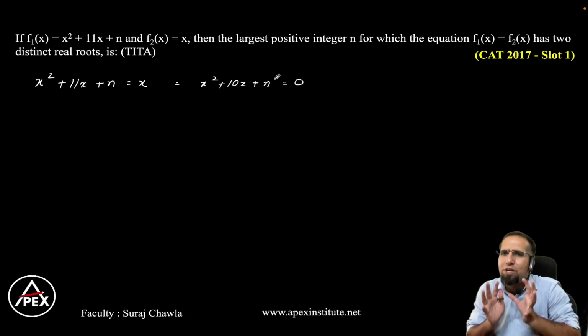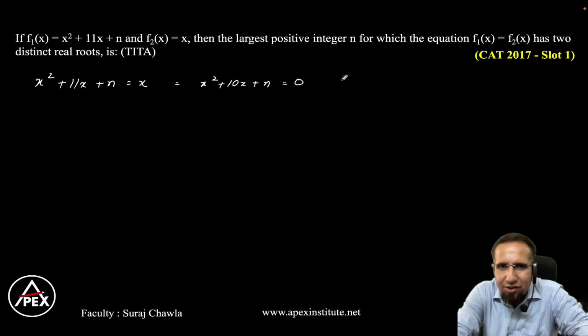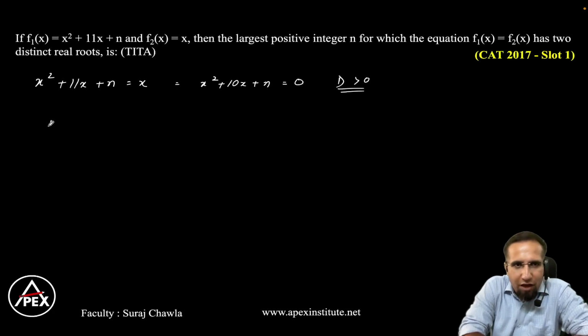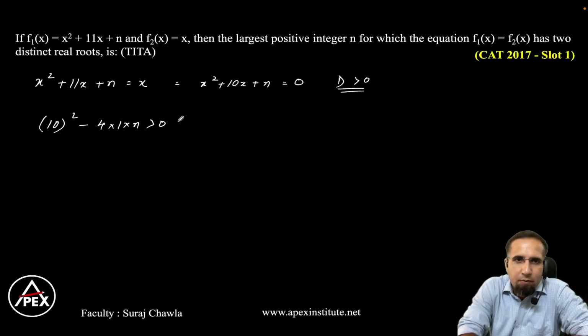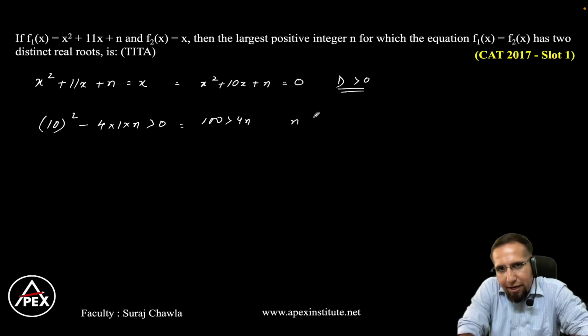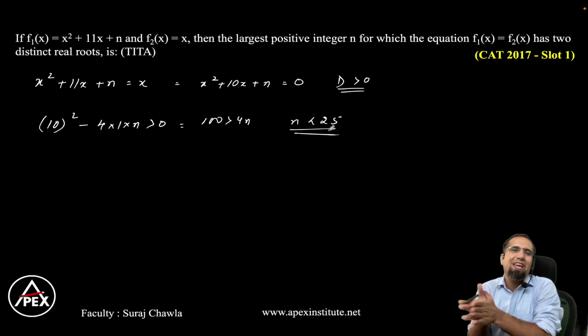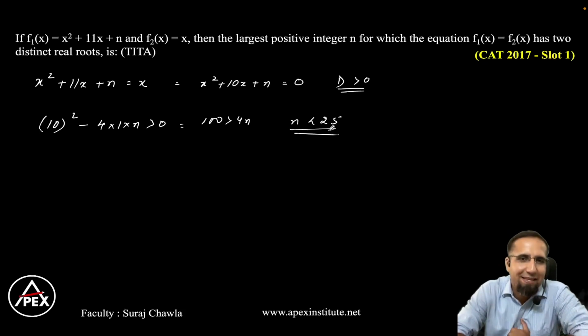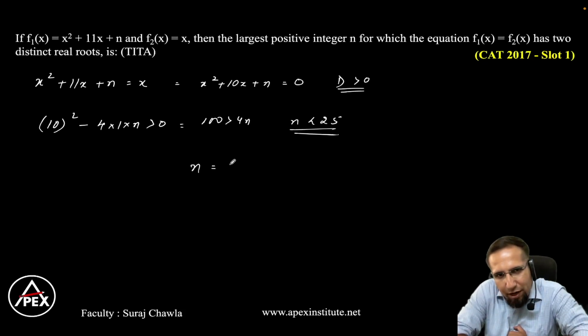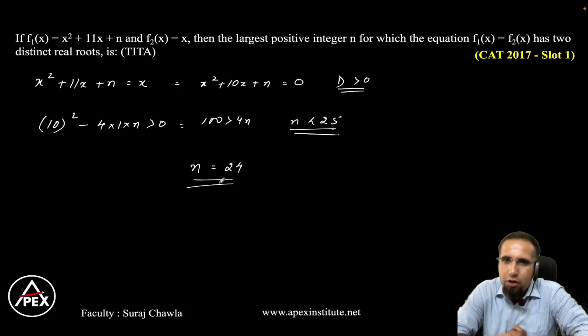Now this has two distinct real roots. When it has two distinct real roots, that means the value of D is greater than 0. So what do we have? We have b square minus 4ac is greater than 0, or we have 100 is greater than 4n, or n is less than 25. Now I want the largest positive integral value of n. If n is less than 25, that means the largest value of n will be 24, and that is going to be our required answer.